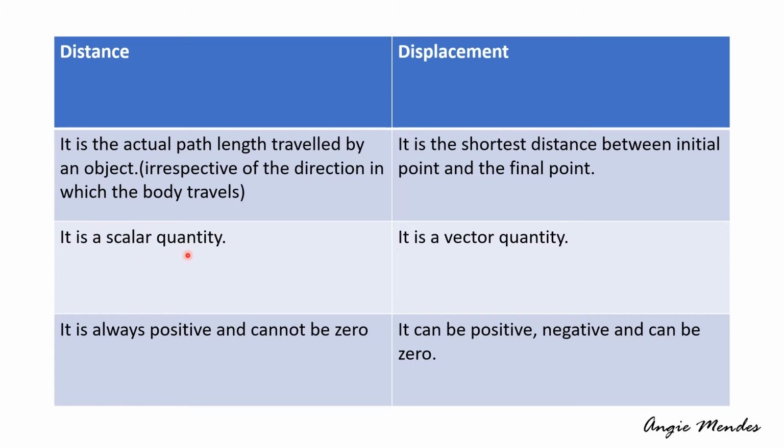In a scalar quantity, we take into account only the magnitude, whereas in vector quantities we take the magnitude as well as the direction. Distance will always be positive and cannot be zero, whereas displacement can be positive, negative and can be zero.